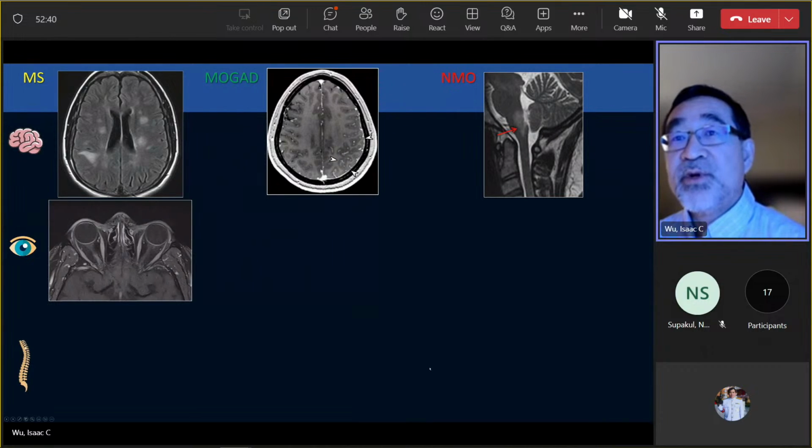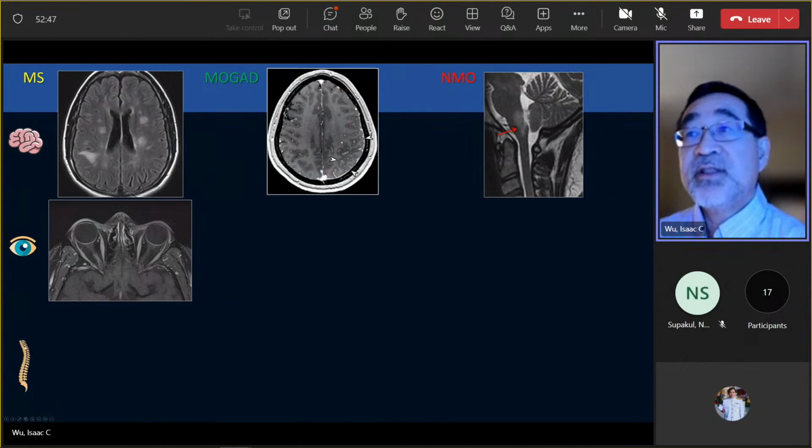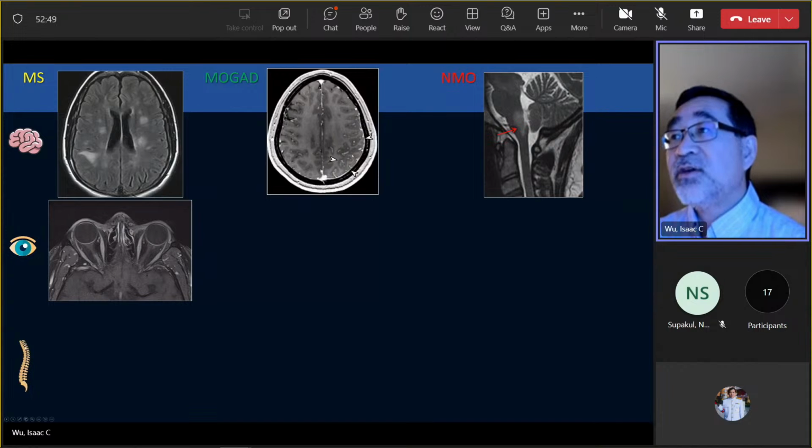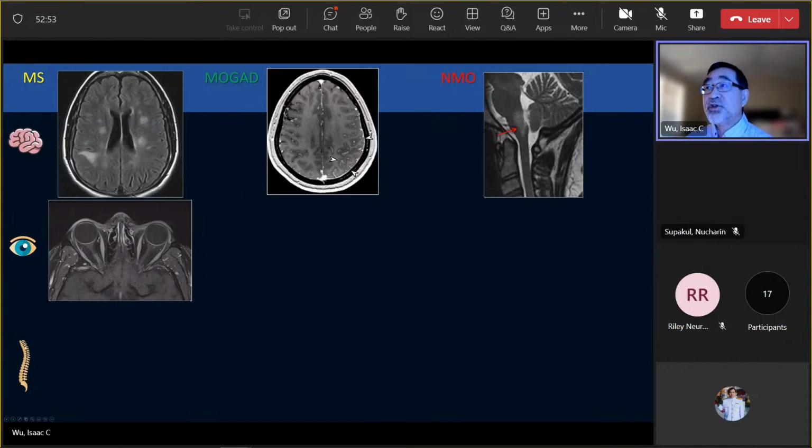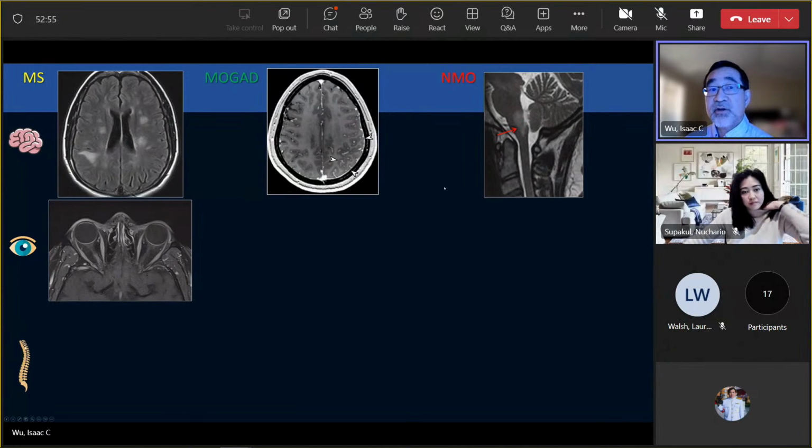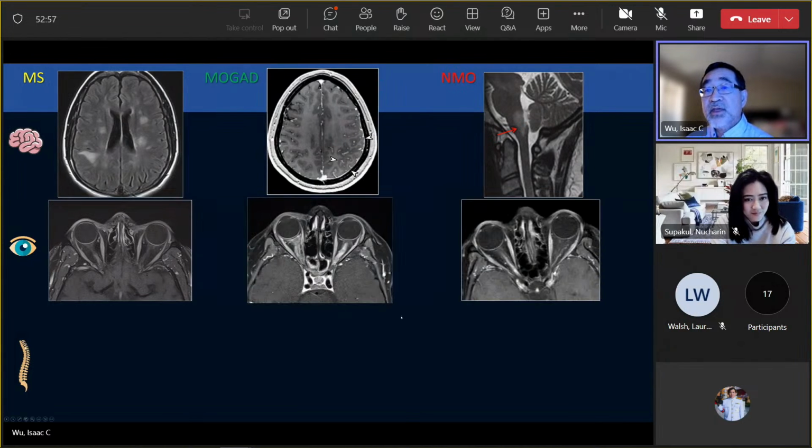Again, just a quick summary. Typical lesion: Dawson fingers for MS. For MOGAD, if you have leptomeningeal enhancement, that's quite unique compared to others. And if you see involvement of the area postrema, that is more characteristic for NMO. The optic nerve: short segment for MS, long segment for MOGAD and for NMO.